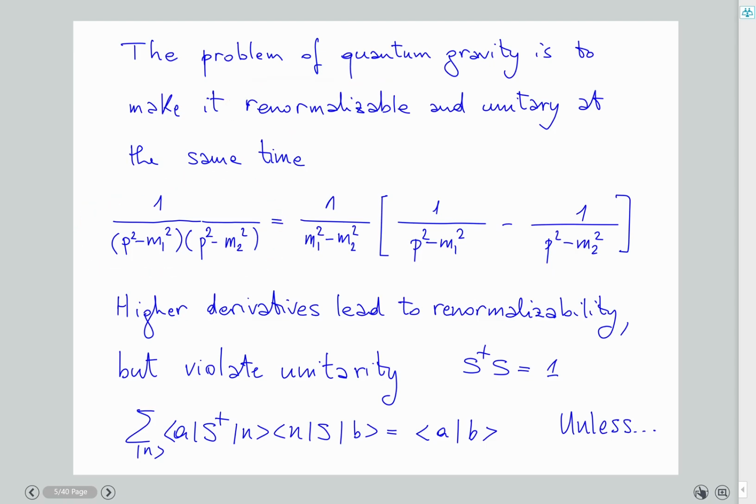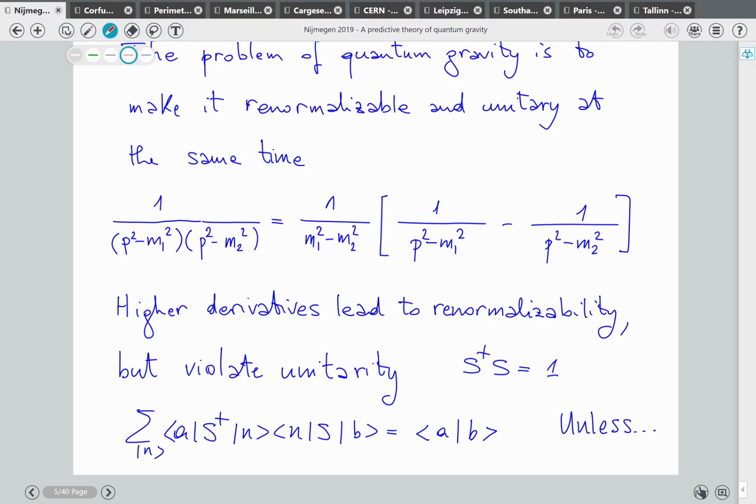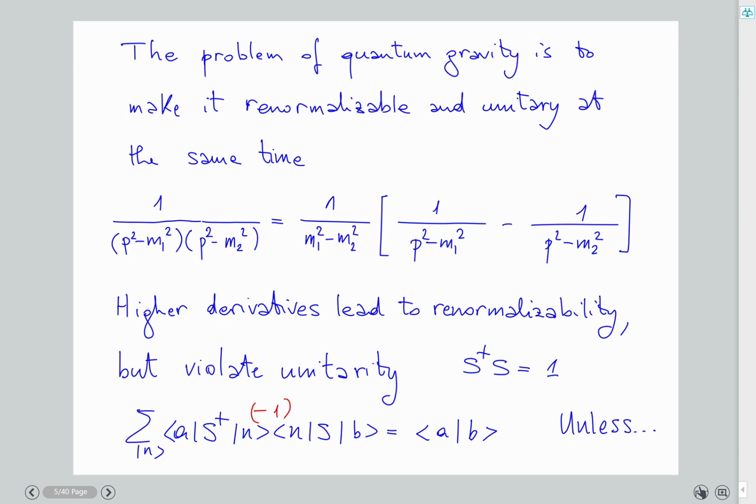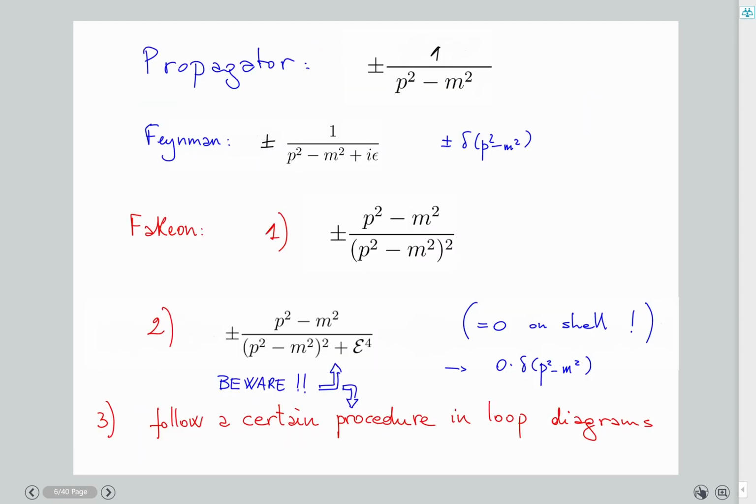But then you have propagators that make the renormalizability easier because they fall off more rapidly, like 1 over p squared squared. But when you decompose them by means of partial fractioning in simple poles, at least one of them has a minus sign. And if you quantize it the usual way, you will have a minus sign in the optical theorem that you saw before. Instead of having this relation, you will have some minus signs there, and you destroy the optical theorem. This, however, holds if you follow the rules.